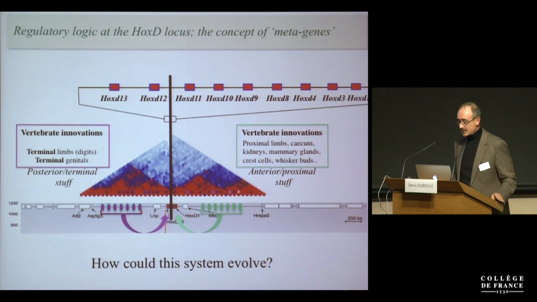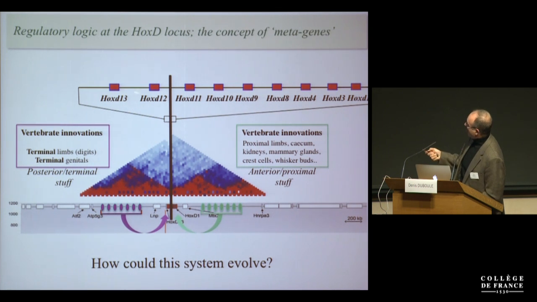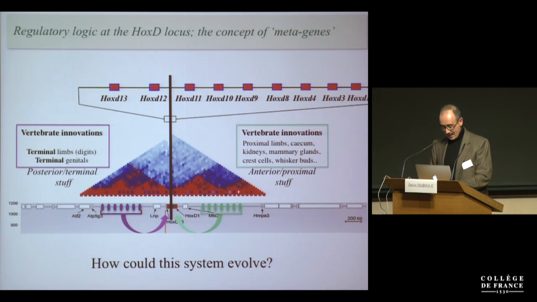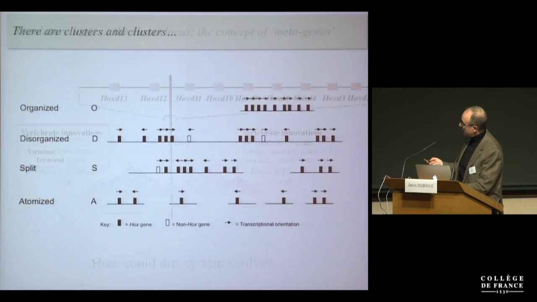Now, how could this system evolve? How could such an amount of different enhancers accumulate in these gene deserts? To discuss this point, I need to go back to the structure of these Hox clusters. If you look at all animals that have been sequenced thus far, it starts to be quite a number, invertebrates and vertebrates. You see that these gene clusters come in different flavors.